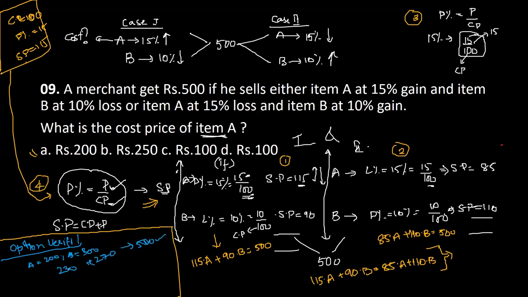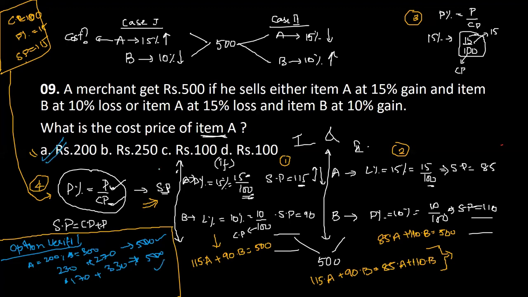Yes, that is true. Second case, A again is 200. What should happen is to decrease by 15%. So 200 minus 30 is how much? 170. And then 300 should be increased by 10%, plus 30, which is 330. Again that gives you 500. So that way you can do the option verification and also get the answer.